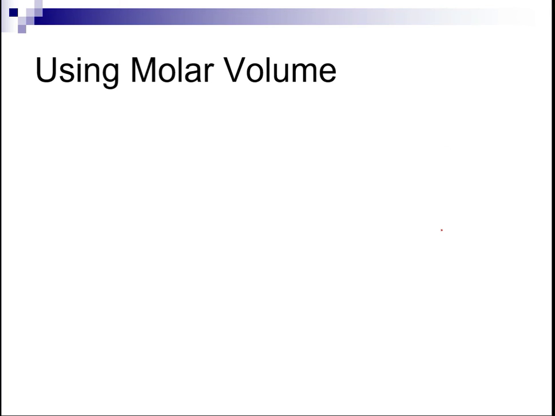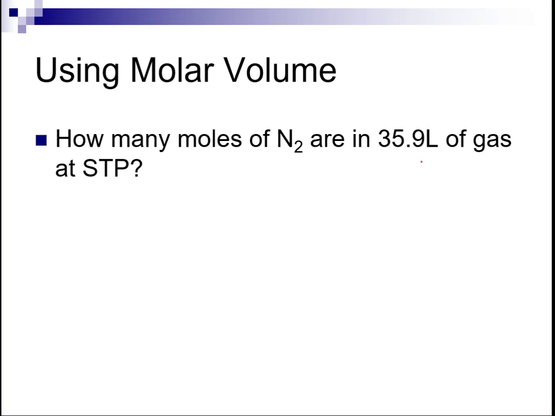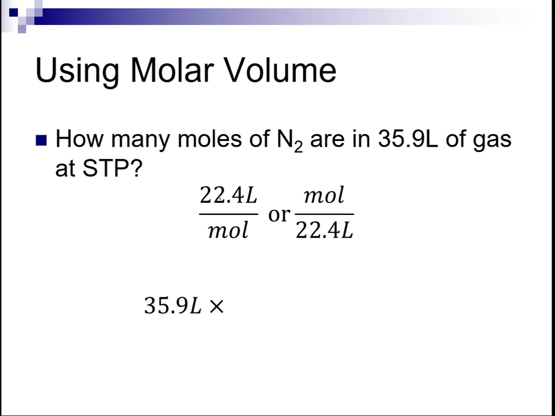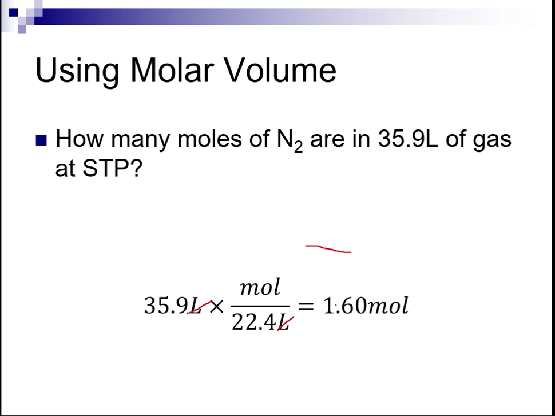What if I want to go the other way around? How many moles of nitrogen are in 35.9 liters? Okay, so I start with my liters. Again, I have my 2 conversion factors. This time I want to use this one because liters is in the bottom. Liters get to cancel. And I'm left with moles. Ta-da, 1.6 moles.